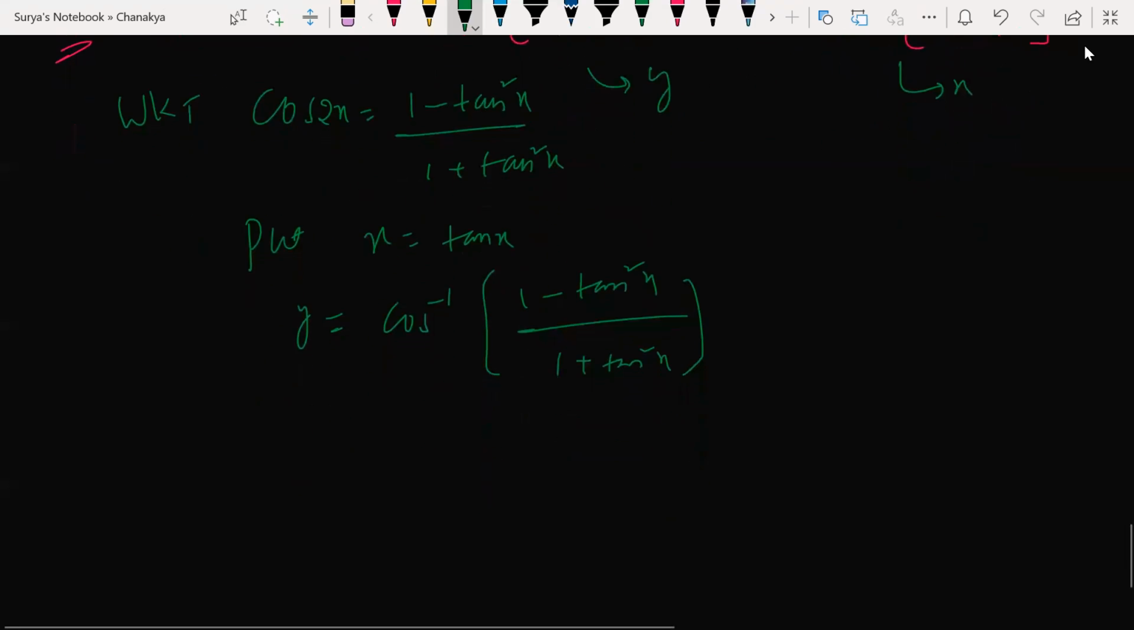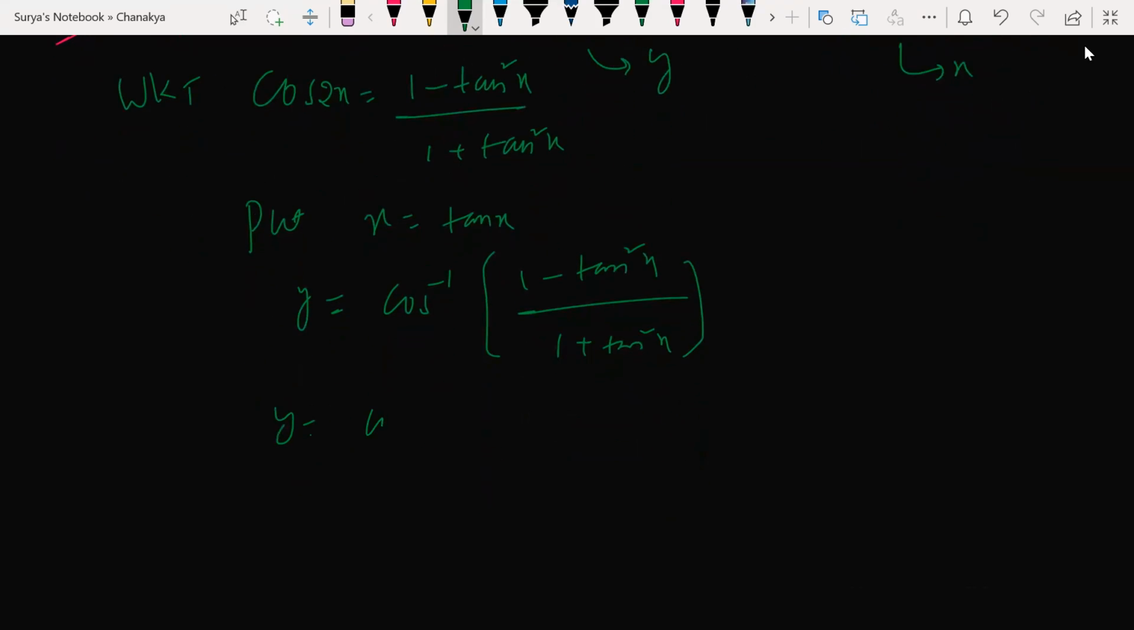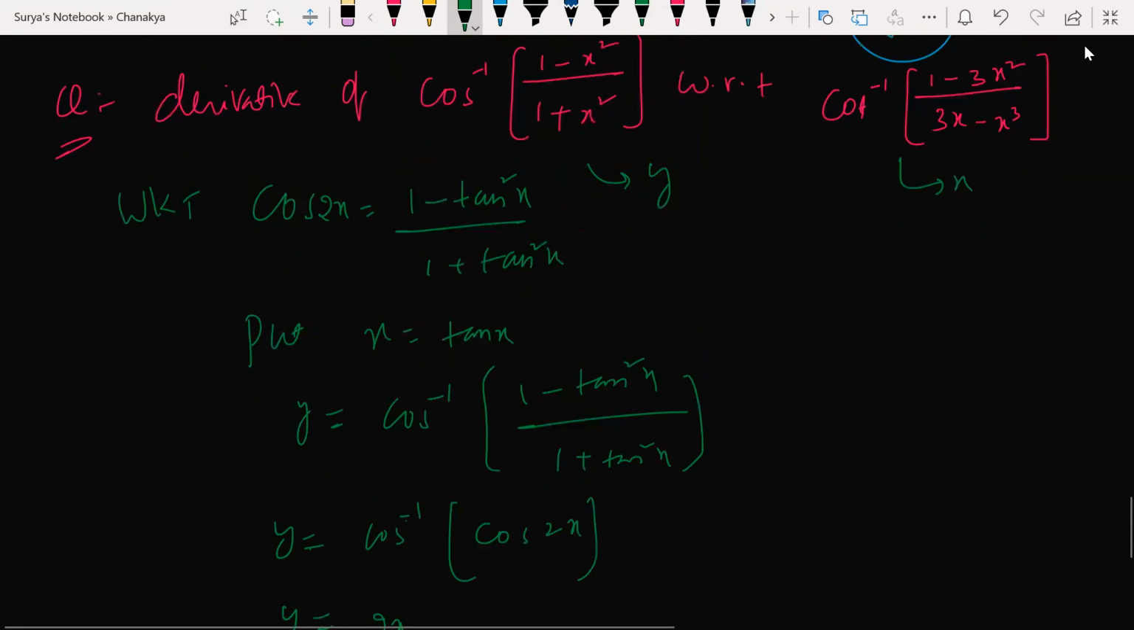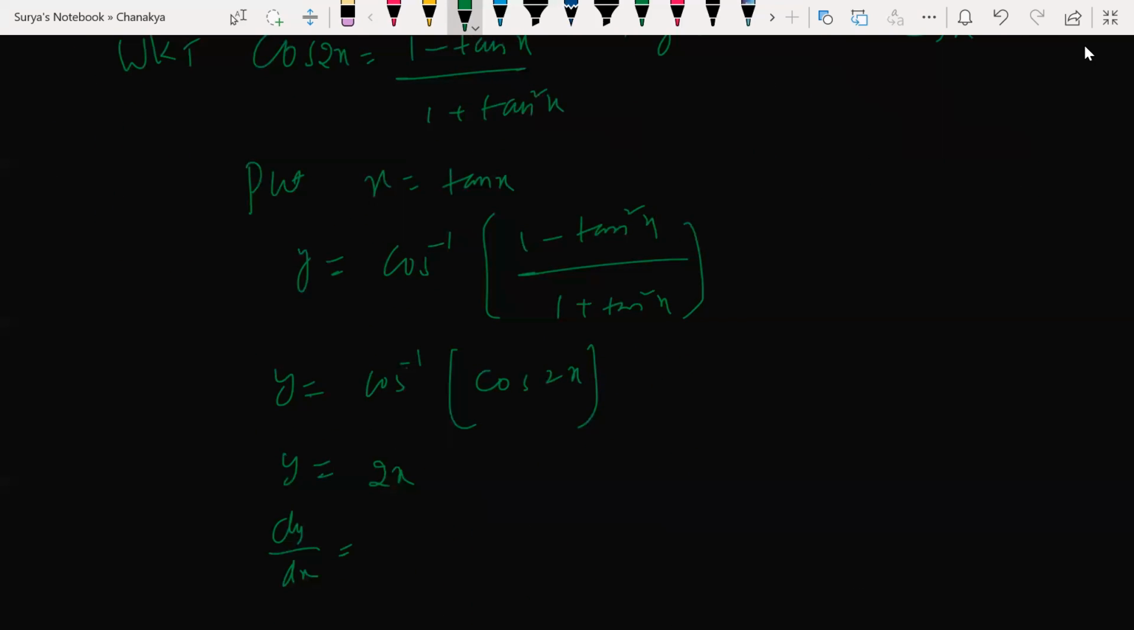Now look at it here. Y is equal to cos inverse of (1 minus tan square x) by (1 plus tan square x), which is the cos 2x formula. So cos inverse cos will get cancelled. You're left with only 2x. So now I need dy by dx, with respect to x. This is how we solve this question basically.